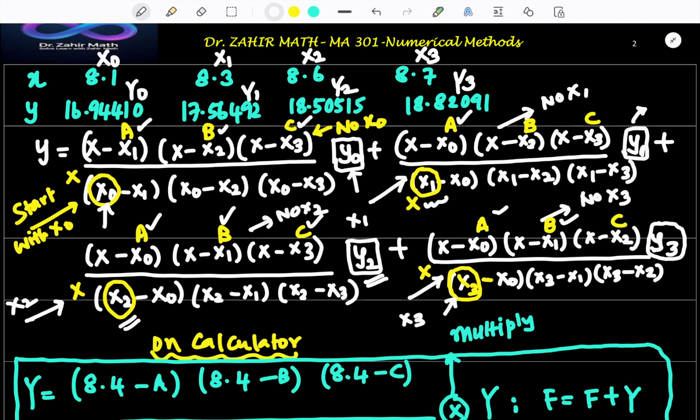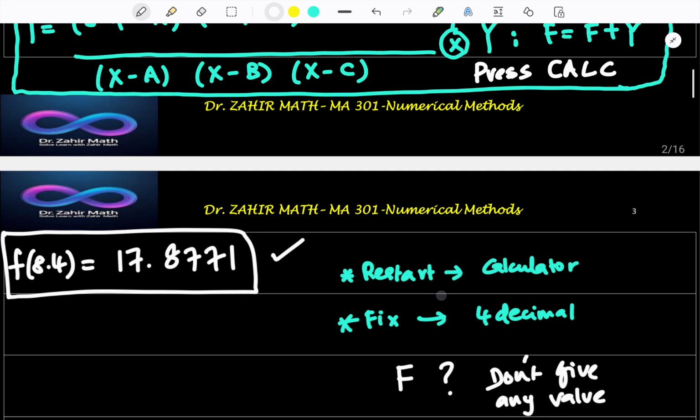Okay, directly you do. Put X1, X2, X3, X1, X2, X3, X0. Everything you put one by one. And then press calculator, you must get 17.8771. Clear? So again I'm telling, using calculator, you will get the answer in maximum 10 minutes. I explained to you it took 12 minutes. You can finish in 6 to 8 minutes. You can finish this question. Clear all of you? Right.